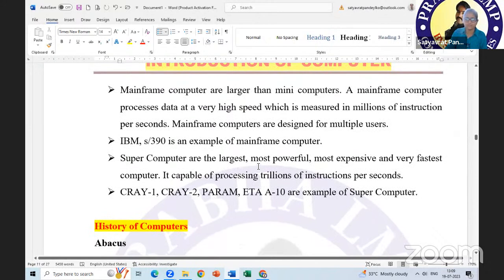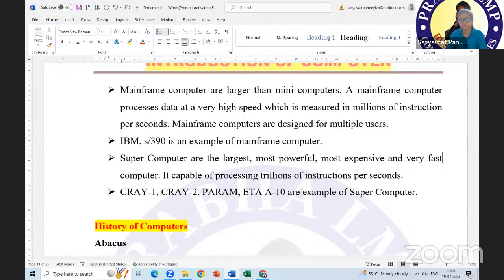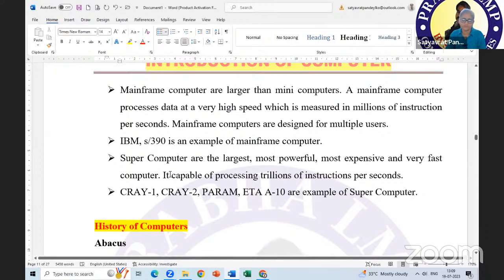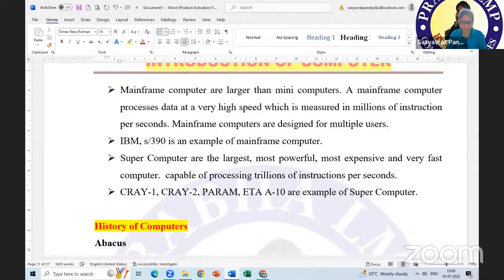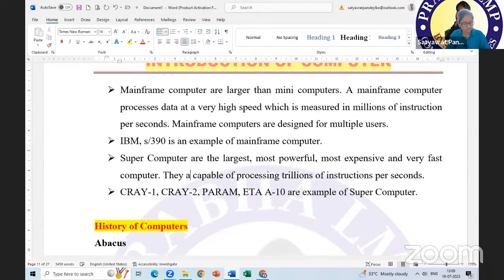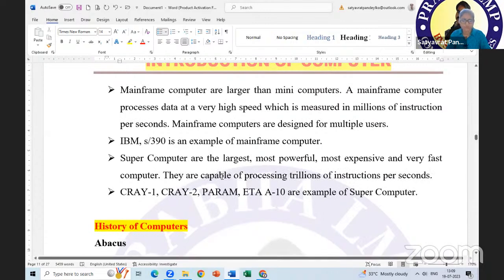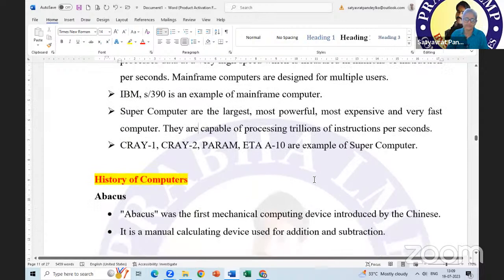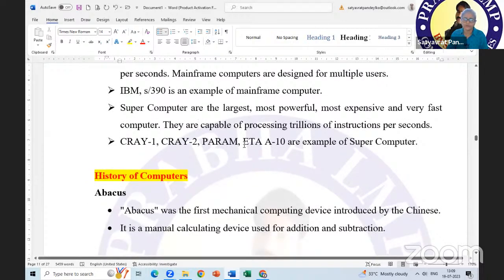Supercomputers are the largest, most powerful, most expensive, and very fast computers. They are capable of processing trillions of instructions per second. Cray 1, Cray 2, Param, ETA A10 are examples of supercomputers.